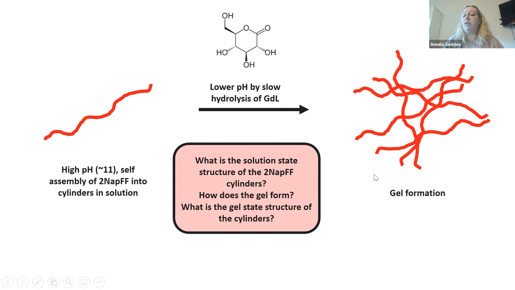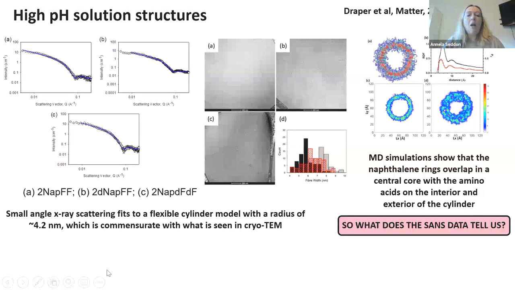And then the final question I want to ask, when I've reached the gel state at the end, is what is the gel state structure of these cylinders? Is it the same cylinder that I started with, or has there been a structural transformation in my self-assembled cylinder during gelation? Our neutron scattering and our X-ray scattering is going to help us probe this particular process. So I'm going to start off with the high pH solution structure.